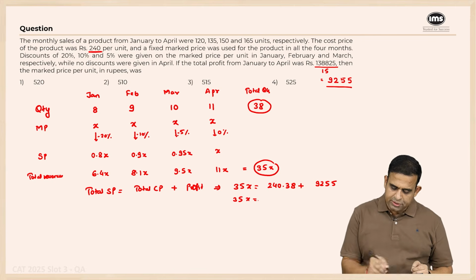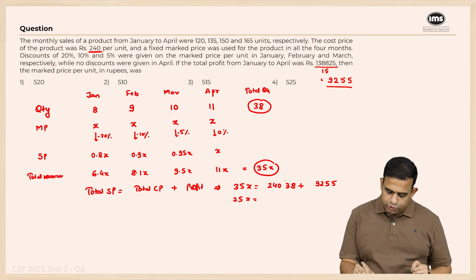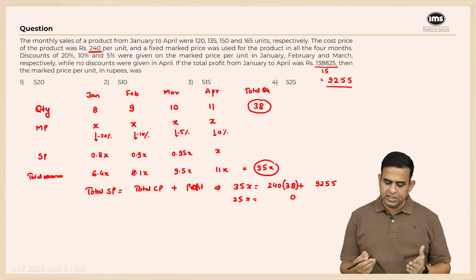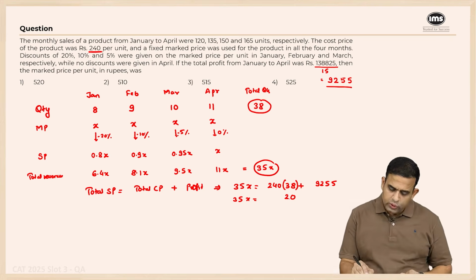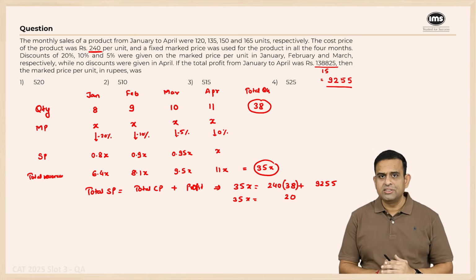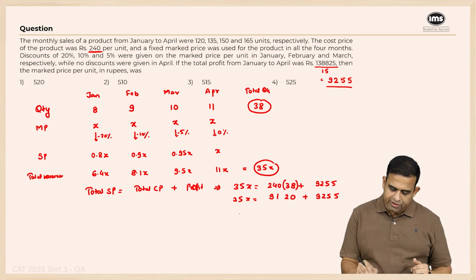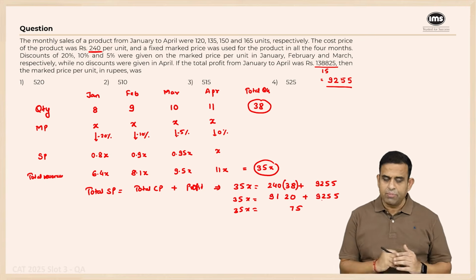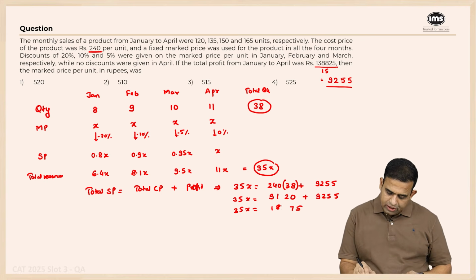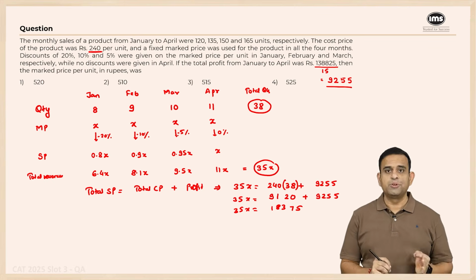Let us simplify this calculation. Please note, one can choose to take the help of a calculator also over here. So a 0 in the end. 24 8s is 192. So 2 carry 19. 24 3s is 72. 72 plus 19 becomes 91, so 9120. So 9120 plus 9255. 35x will be equal to, 20 plus 55 will become 75, and 91 plus 92 will become 183. So 18375 is equal to 35x.